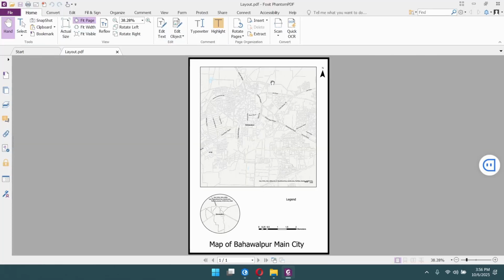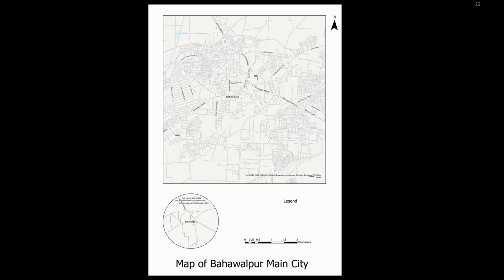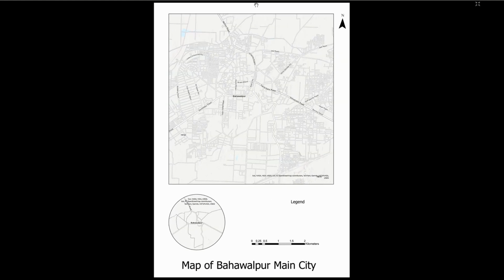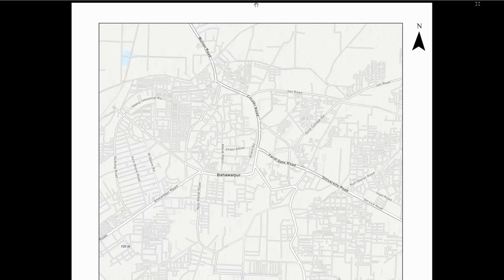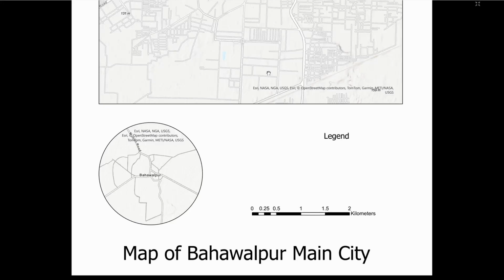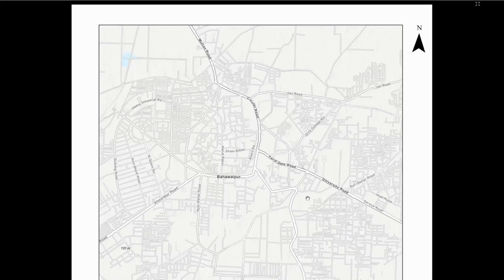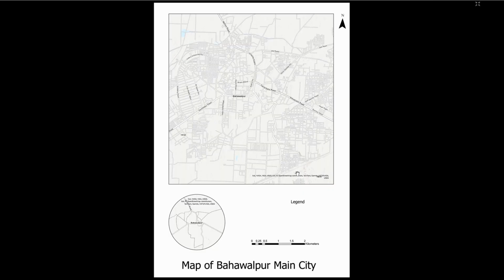So this is our final output of the layout. Let me convert it into full screen. Here we have it. We have the map, we have the legend, we have a scale, the layout map, and the title below it. So that's all from my side for today's video.